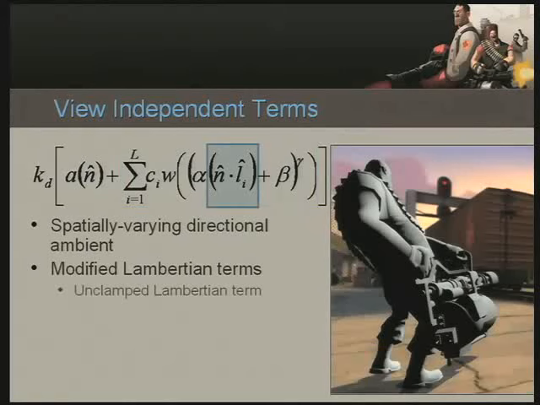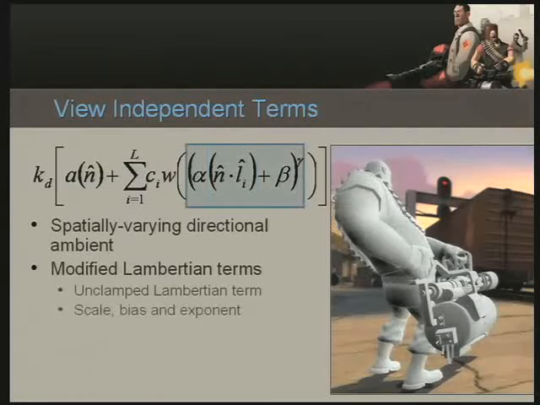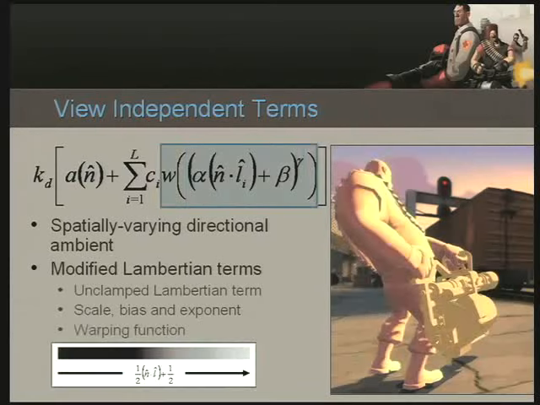We'll take our usual n.l term. This is unclamped, so this is in the full -1 to 1 range, we'll scale and bias and raise it to a power. That's something that we do in all of our games, actually, and I'll go into a little more detail on that. The scale and bias are 1/2 and 1/2, so we have that same term that we saw in the Gooch slide earlier. So we have the 0 to 1 value that we then can put into this function W, which is just a lookup into a 1D texture map.